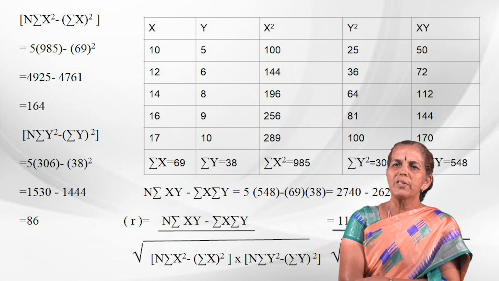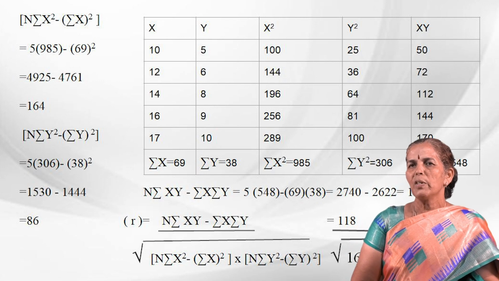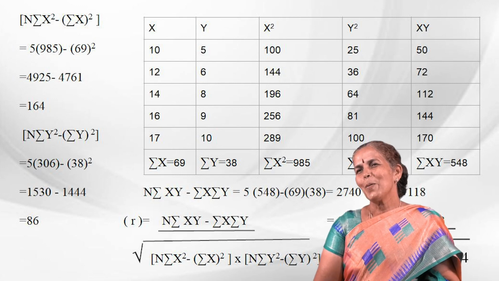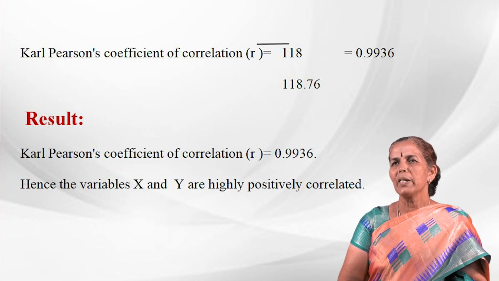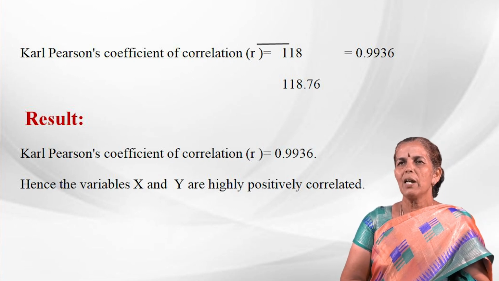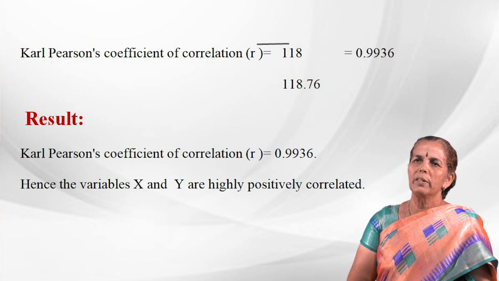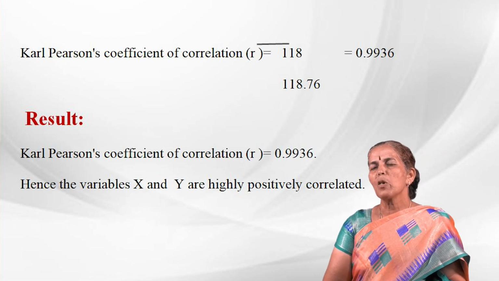Now we substitute all these values in the formula. After simplification, we got 118 in the numerator, and the denominator 164 into 86. After that, we multiply in the denominator within the root, and got 14,104. After taking the root in the denominator, we got 118.76. The numerator we have is 118. So after dividing, we got 0.9936. So we can say that x and y are highly positively correlated.